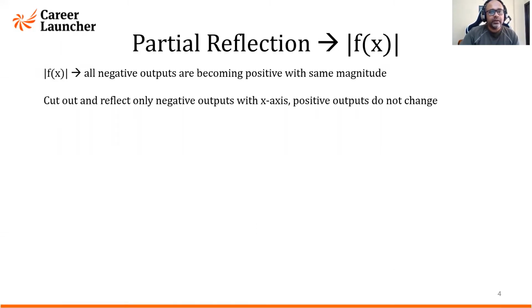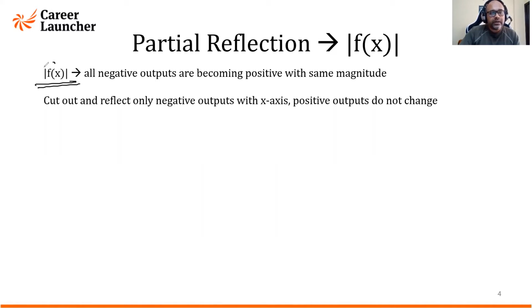So let's take a look at partial reflection, which is basically starting by understanding mod of f of x. In the last class, we ended up discussing f of mod x. We saw what it is. In this class, we're going to look at how the graph of this entire modulus looks, if f of x is known. Before we look at the graphs, let's look at the structure of what we have.